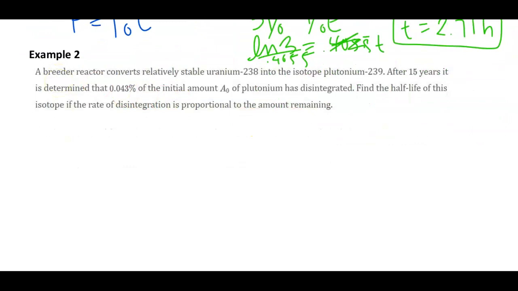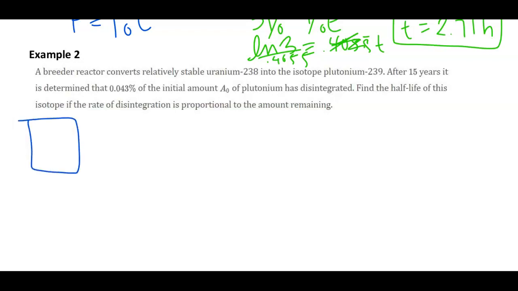So there is some kind of reactor that takes relatively stable uranium and turns it into the isotope plutonium. After 15 years, it is determined that 0.043% of the initial amount has disintegrated. That is teeny tiny.